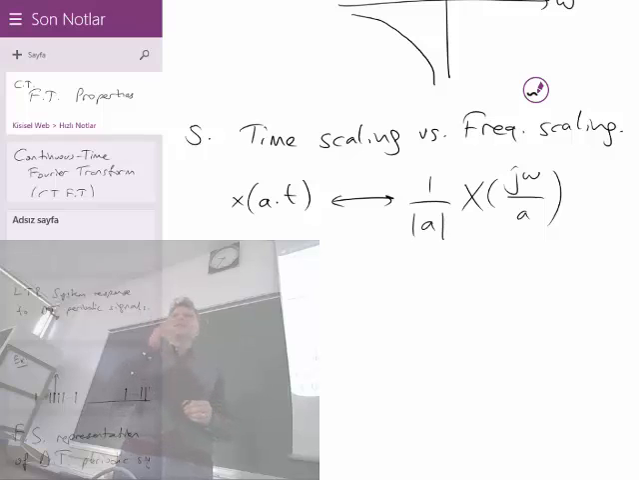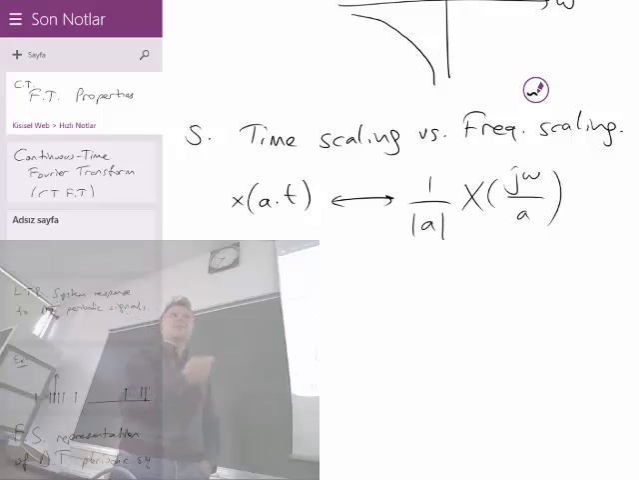But how about negative a's? This thing, as you see, is also working for negative scalings as well. And the most interesting negative scale that you can think of is minus 1. That is x of minus t. What is that? It's a time-flipped version of the signal.